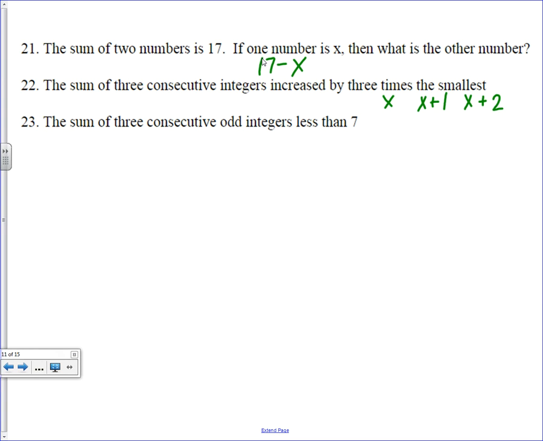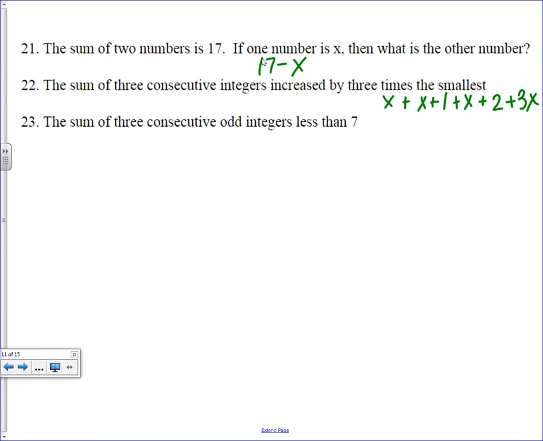How's everybody doing here? What was I supposed to do with these 3 consecutive integers? Add them, right? So I want to add them. Then it says increased by 3 times the smallest. What does increase mean to do? Increase means to add 3 times the smallest. Which one was the smallest? X. So how do I show that? 3x. Good. Wonderful.